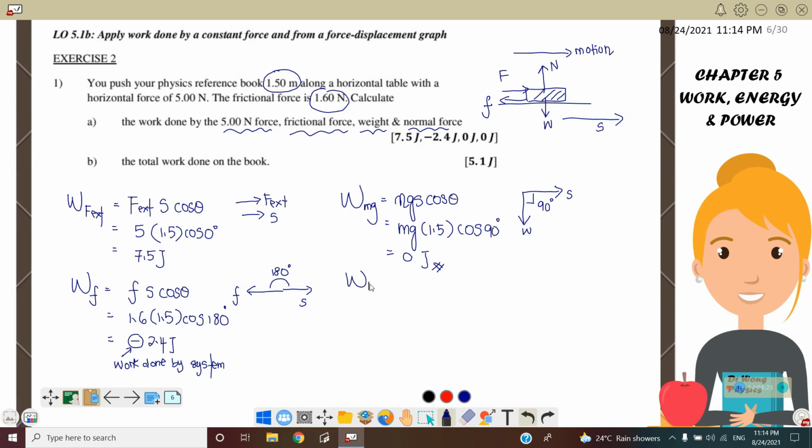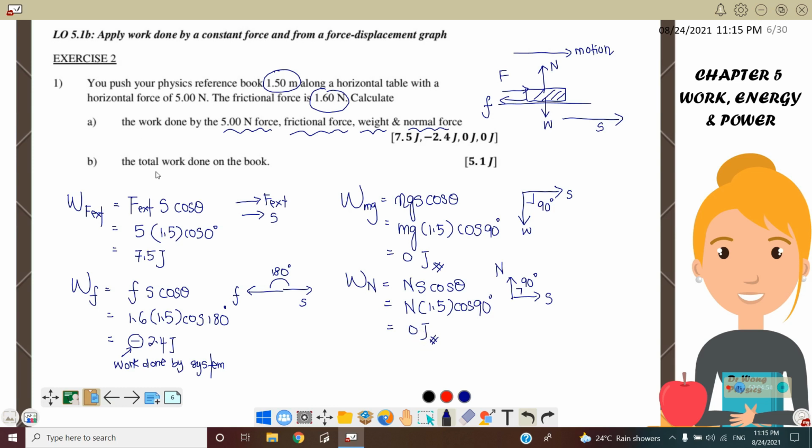Similar for normal force. Normal force s cos theta. Normal force is also not given because mg is also not known. S is 1.5, and again the normal force is upward and the displacement is to the right, so the angle is 90 degree. So cos 90 you will get 0, so you will get 0 joule again. Even though you don't have a normal force, never mind, because at the end the answer is 0 joule.